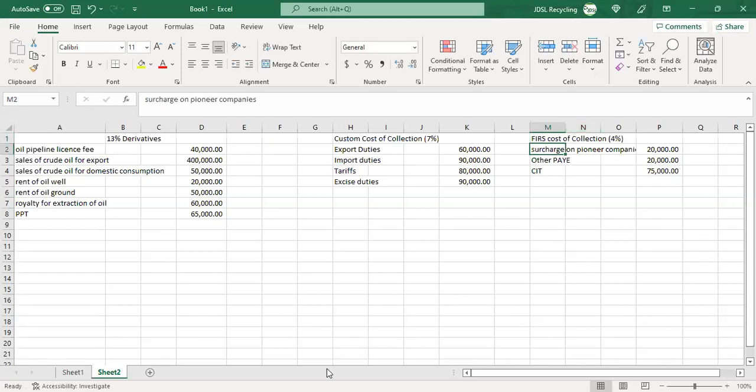Okay, your question. No, just something I've seen. This other payee is the one collected by the state board, not the FIRS. The one collected by the FIRS is the one for the FCT. You did not pick that one. You shouldn't have taken this. This one is collected by the state government or the state board.